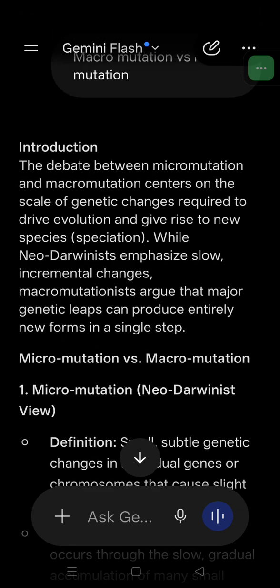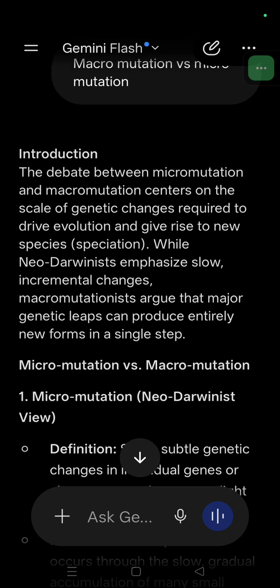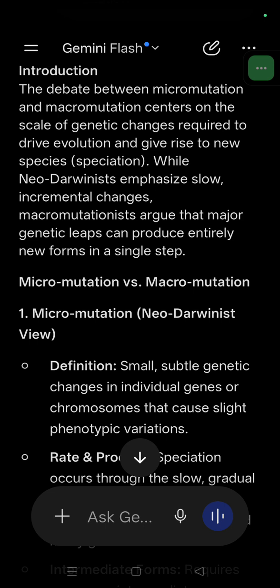Macromutation versus micromutation. The debate between micromutation and macromutation centers on the scale of genetic changes required to drive evolution and give rise to new species. While neo-Darwinists emphasize slow incremental changes, macromutation proponents argue that major genetic leaps can produce entirely new forms in a single step.